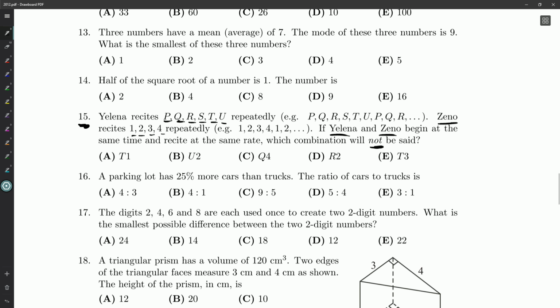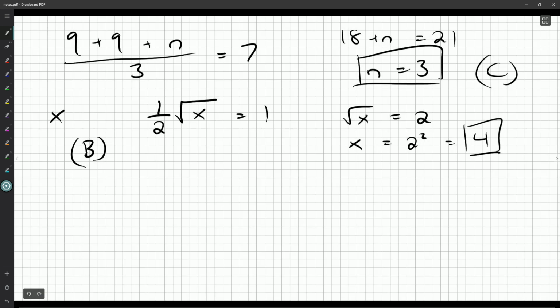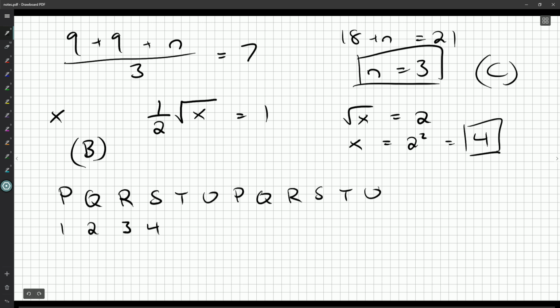Now, one thing we could do is write until they both repeat. And when are they going to repeat? They're going to repeat when Yelena says P and Zeno says 1 again. That's the first time they should repeat. So we could probably write this out. Why do I think that we'd be able to write this out? Well, one thing I notice is that Yelena says 6 numbers each time, whereas Zeno says 4 numbers each time.